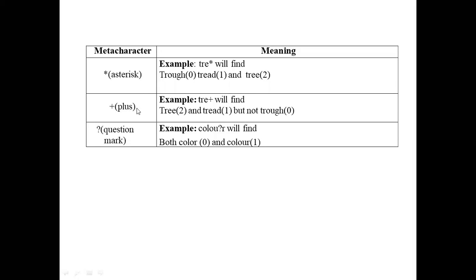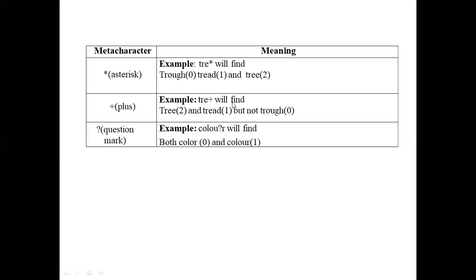Next, plus. It matches the preceding character one or more times. So here in TRE+, the preceding character is E, so the occurrences of E is one or more. Star means 0 or more, while plus means 1 or more. That means after TR there is 1 E, or 2 E's, or 3 E's.